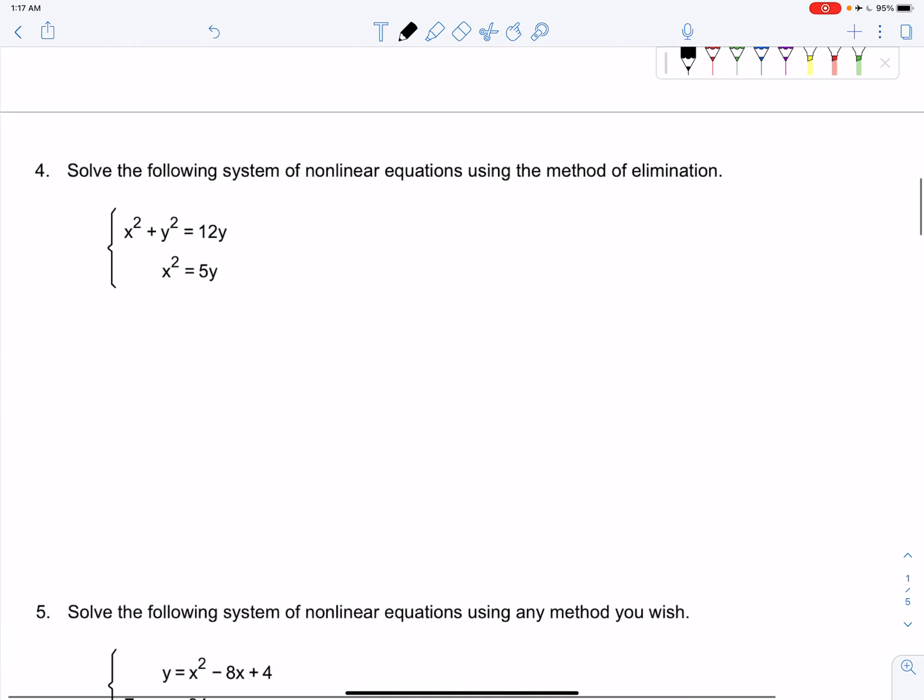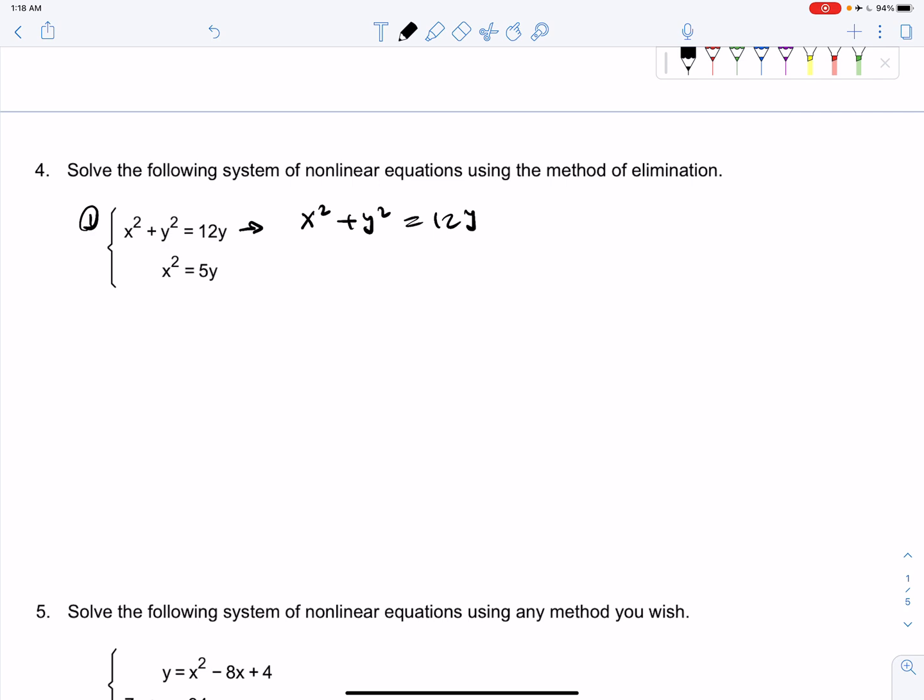Okay, moving on to the next problem. It says solve the following system of nonlinear equations using the method of elimination. So the method of elimination means that when you add them together, something must eliminate. So what we must do here is we need to modify, I think equation 1 is fine. I'm just going to copy that down. That's just x squared plus y squared equals 12y. But what I want is when I add them together, something eliminates.